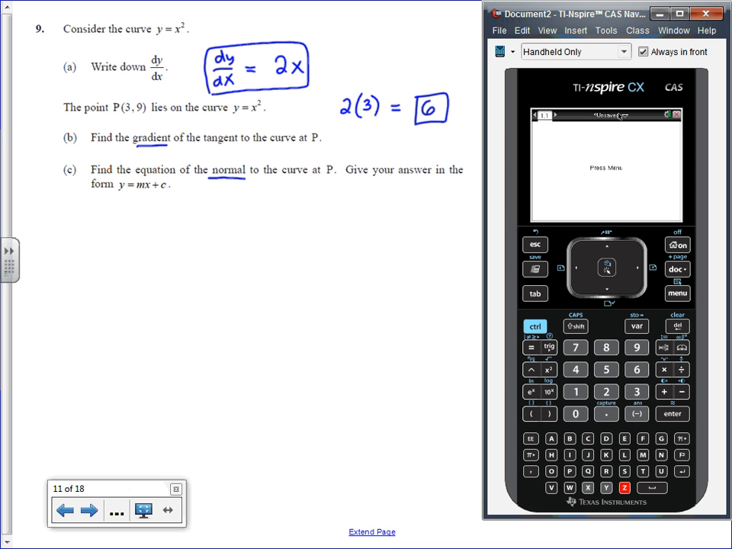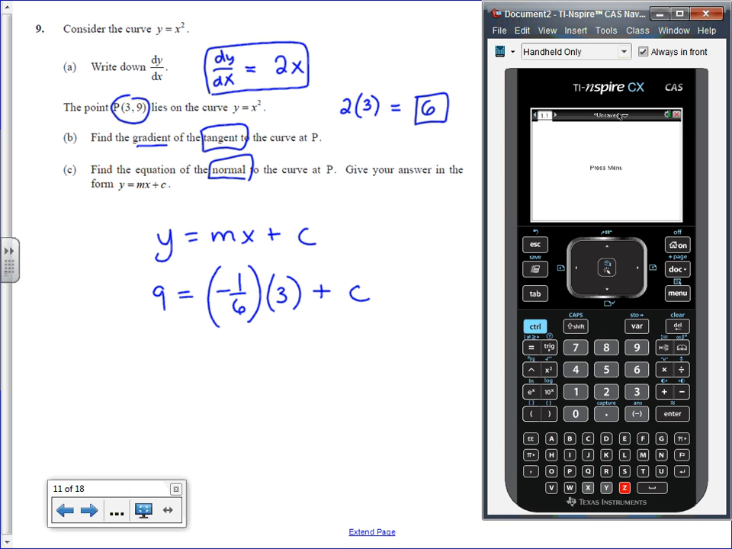So we need a point and a slope if we're going to find the equation of a line. We have a point because it goes through P, so (3, 9). And we have a slope, we just calculated a slope in B. Knowing that it's a normal it's asking us to find, we have to do the opposite reciprocal of that slope. So the tangent line would have a slope of 6, the normal line will have a slope of -1/6. So we want to fill in to y equals mx plus c the point that we have, (3, 9), and the slope that we have, which is the opposite reciprocal of 6, because it says normal, right? Normal and tangent are perpendicular to each other.